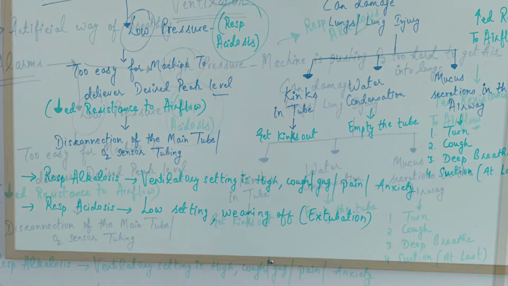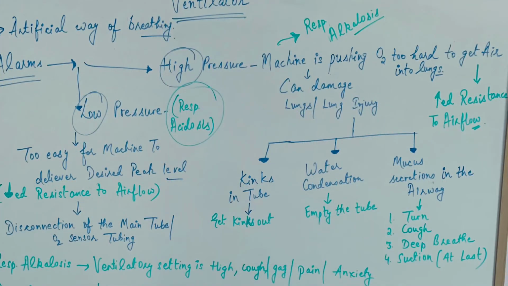Myself Amanpreet. Today we are going to move on with our topic alkalosis and acidosis. And in this video we are going to talk about ventilators and the conditions which can lead to acidosis or alkalosis through the ventilators. So in ventilators, respiratory alkalosis or acidosis can develop.